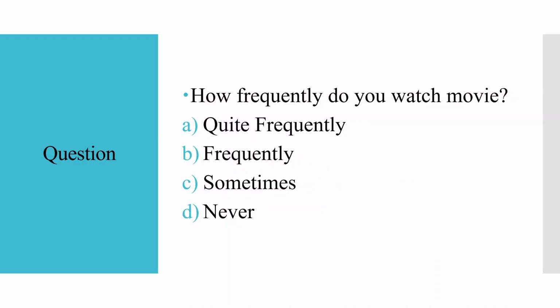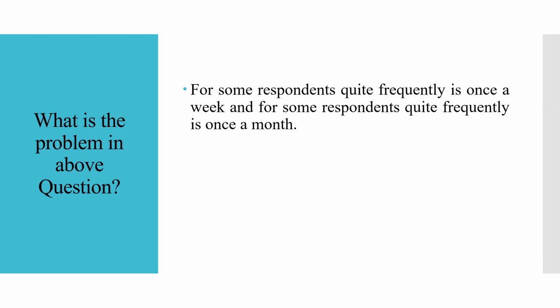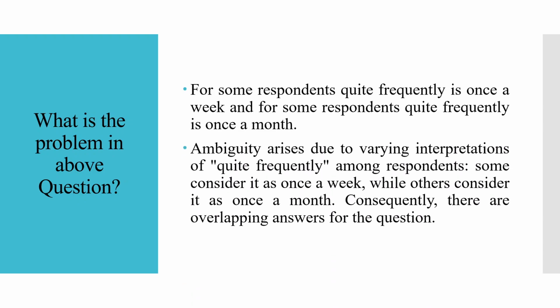Let's start with a very simple question. How frequently do you watch movies? This question we are asking the respondents, and the options given are quite frequently, frequently, sometimes, never. What is the problem in the above question? For some respondents, quite frequently is once a week, and for some respondents, quite frequently is once a month. Ambiguity arises due to varying interpretations of quite frequently among respondents. Some consider quite frequently as once a week, while others consider it as once a month.